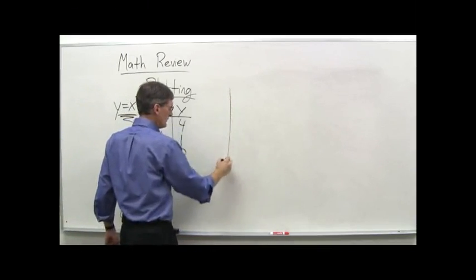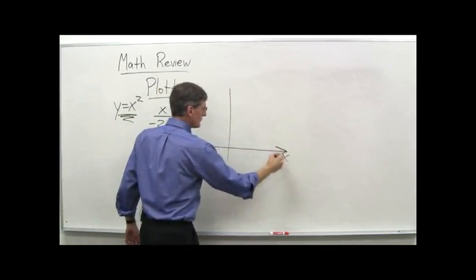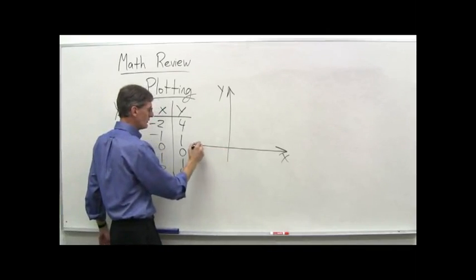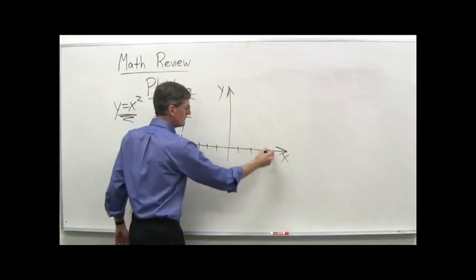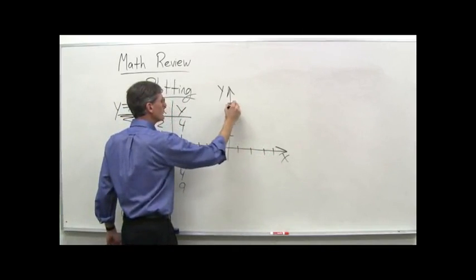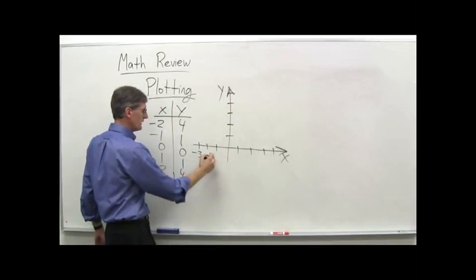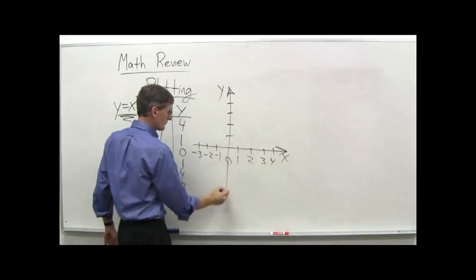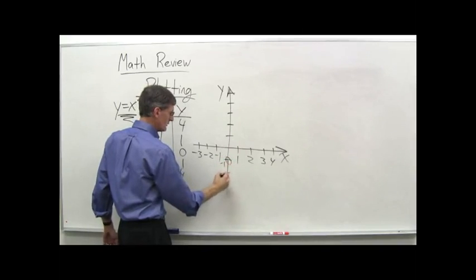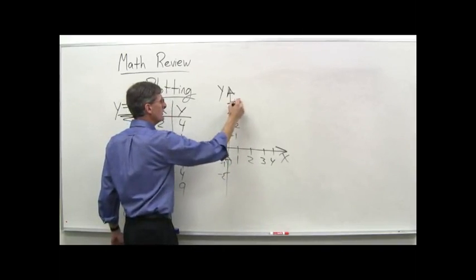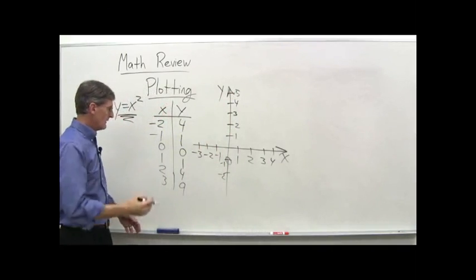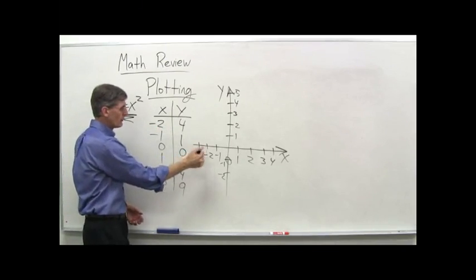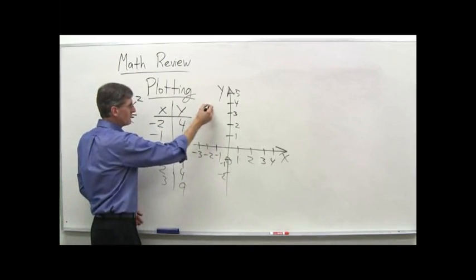And so if I'm going to plot that, here's my x-axis. Here's my y-axis. Put some marks on here: 1, 2, 3, 1, 2, 3, 4. So -3, -2, -1, 0, 1, 2, 3, 4. And of course, we could be going this way too: -1, -2, 1, 2, 3, 4, 5, etc. And so we plot. So first point, -2, 4. When x is -2, y is 4. So -2, up 4. So there's our point.